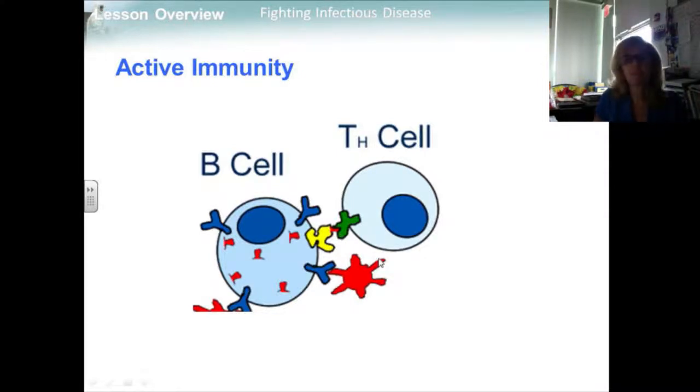So, active immunity first. Active immunity may develop as a result of natural exposure to an antigen, fighting an infection, or from deliberate exposure to an antigen, like through a vaccine. Vaccination stimulates the immune system with an antigen. The immune system produces memory B cells and memory T cells that quicken and strengthen the body's responses to repeated infection.